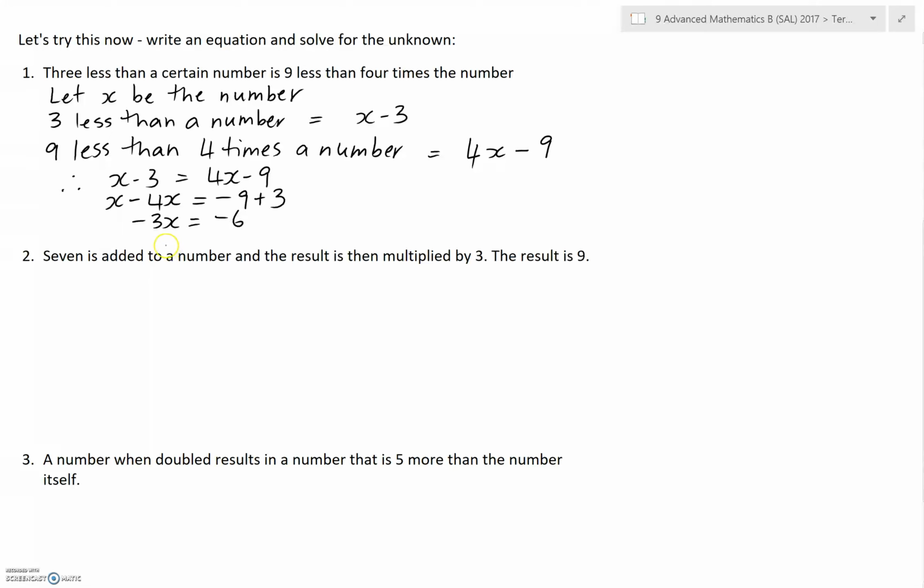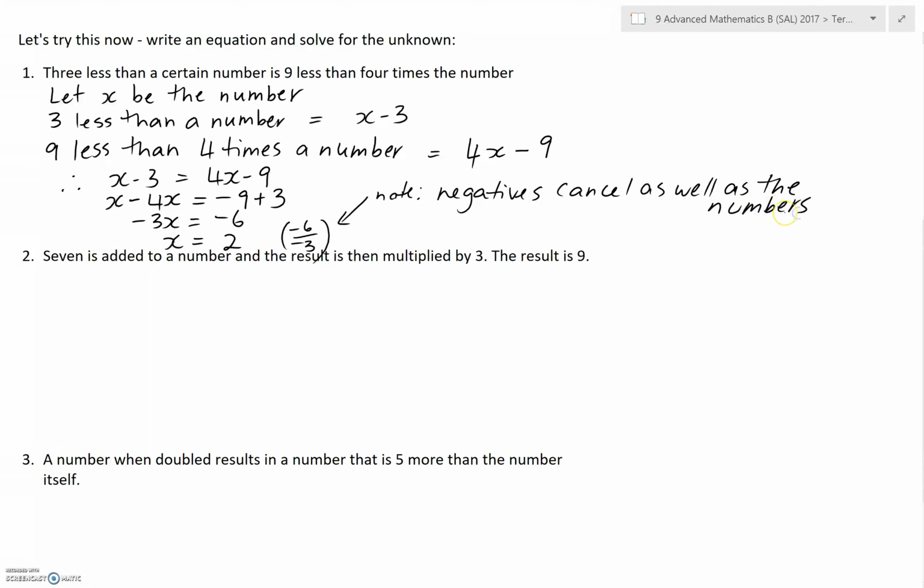Now of course, we have to divide both sides by minus 3, and negative 6 divided by negative 3, which is what this is, gives us a positive result. So it's important to note that the negatives cancel as well as the numbers. If you have a negative in the top and the bottom of the fraction, as we do here, your answer is going to be positive. Only if we have a negative in the top or the bottom will we be left with a negative number.